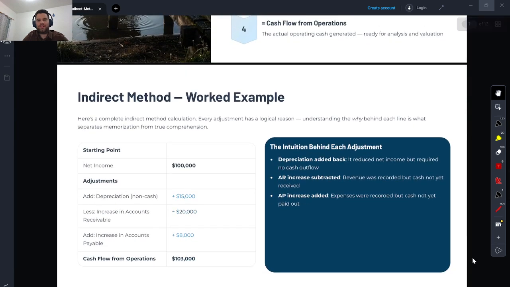So let's look at an example of an indirect method. Here's a complete indirect method calculation. Every adjustment has a logical reason. Understanding the why behind each line item separates memorization from true comprehension.